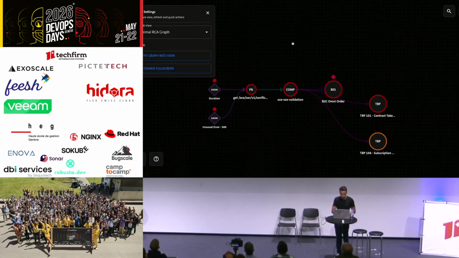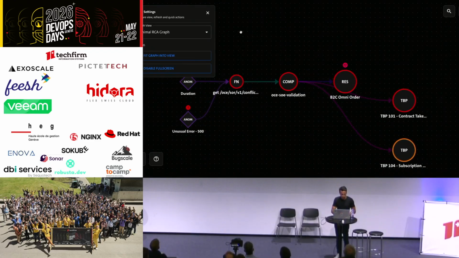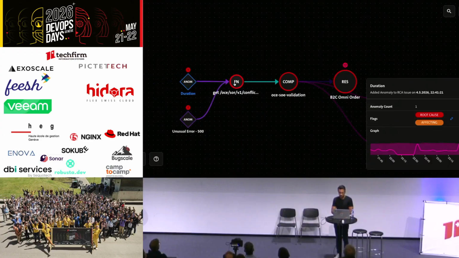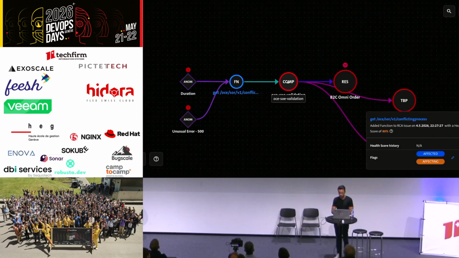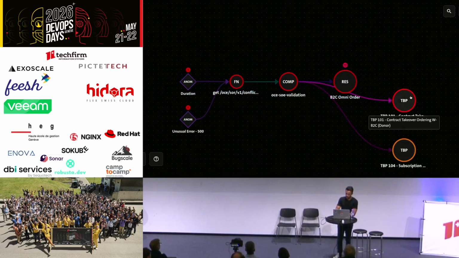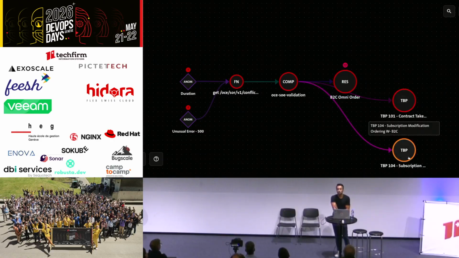So, for example, this is a graph. You can see here the duration anomalies that were triggered. We have the function health, the component, the resource, and at the end, two top business processes like contract takeover and subscription modification. With all these graphs, you have a nice picture of what was the root cause and what was the impact. And at the bottom, we have an AI summary.